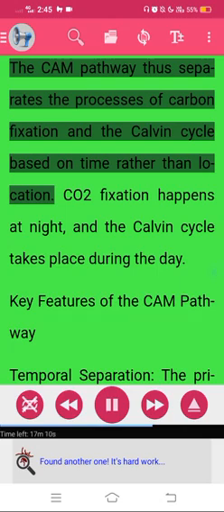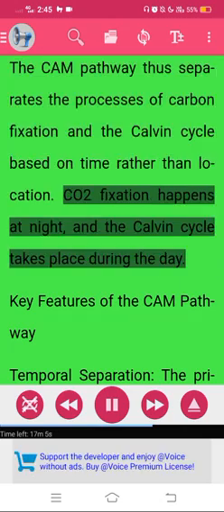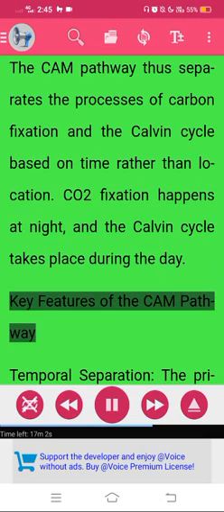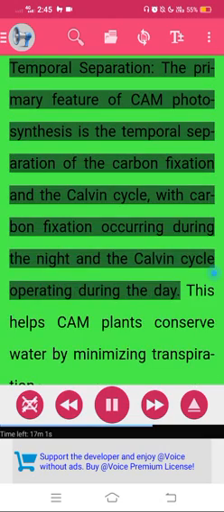The CAM pathway thus separates carbon fixation and the Calvin cycle based on time rather than location. CO2 fixation happens at night, and the Calvin cycle takes place during the day. Key features of the CAM pathway. Temporal separation. The primary feature of CAM photosynthesis is the temporal separation of carbon fixation and the Calvin cycle, with carbon fixation occurring during the night and the Calvin cycle operating during the day.